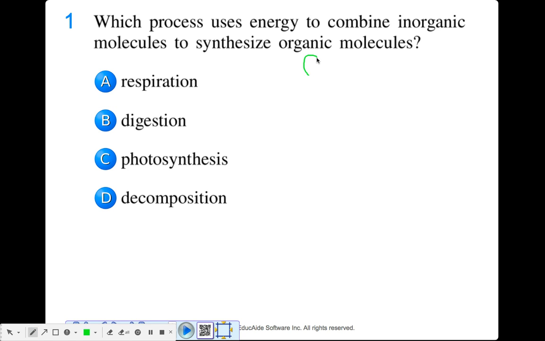organic molecules must contain carbon and hydrogen, right? They have to contain both of those two. So let's see, what are some inorganic molecules that we can think of?